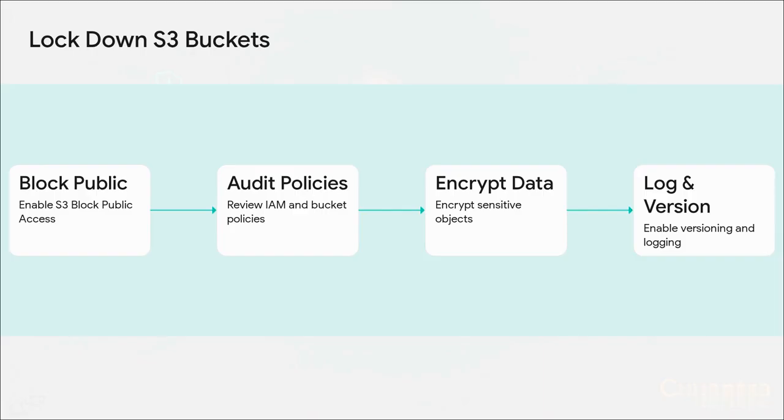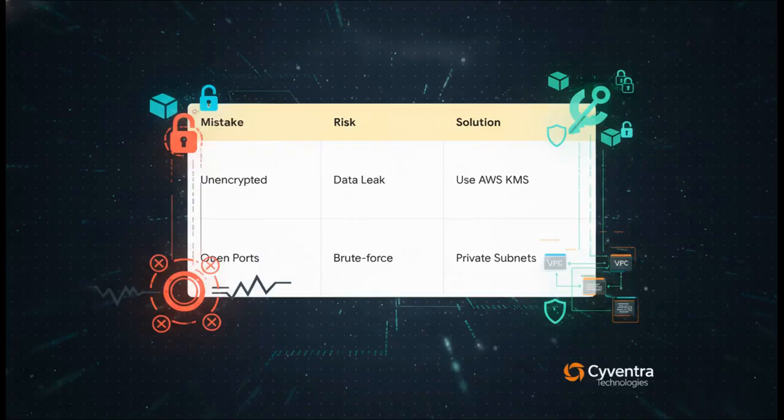From there, audit your policies, make sure you encrypt sensitive objects, and always enable versioning so you have a clear recovery path if things go sideways. Let's tackle 2 more massive oversights.